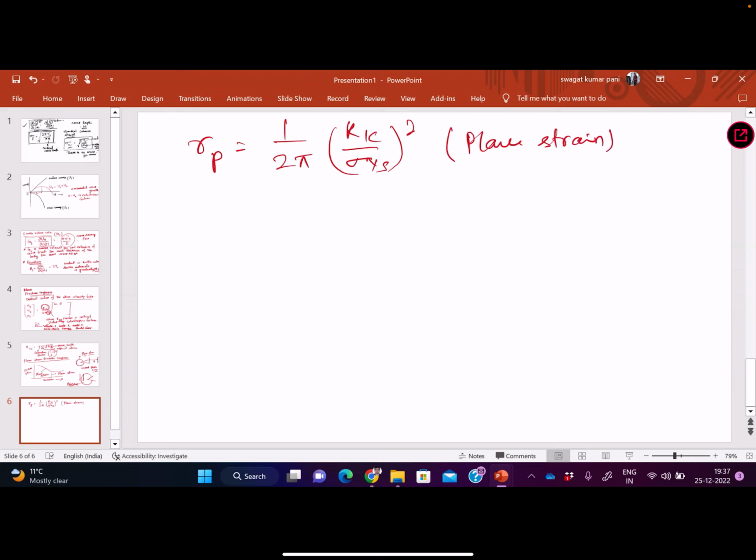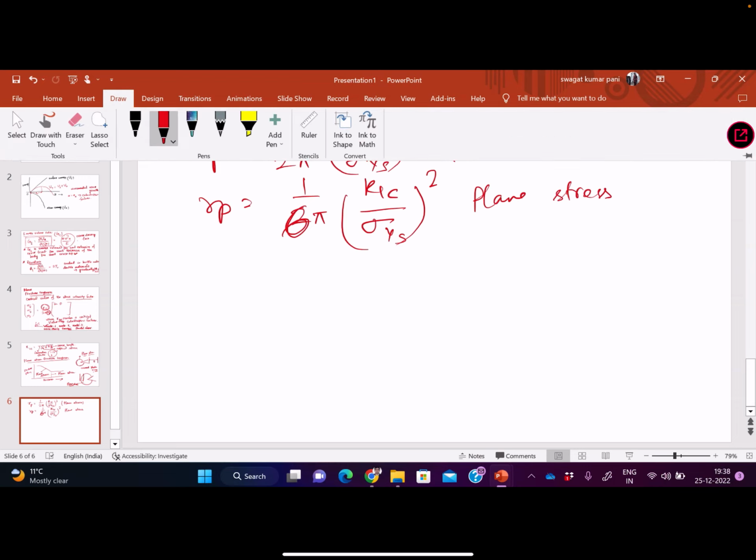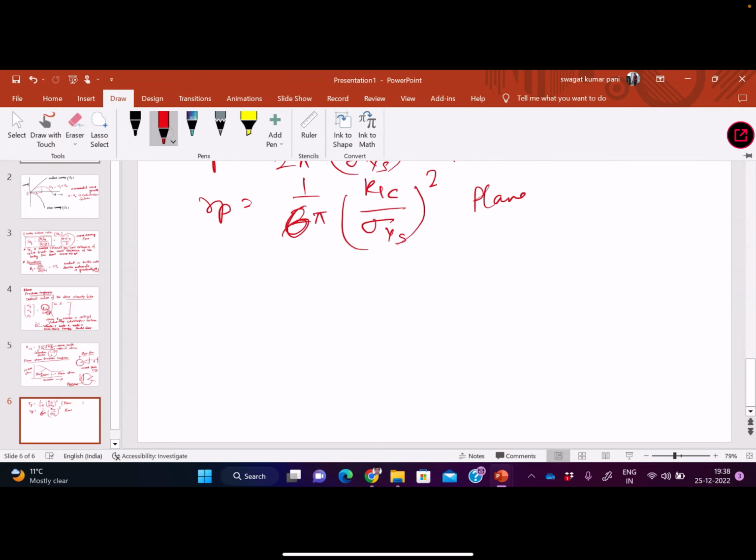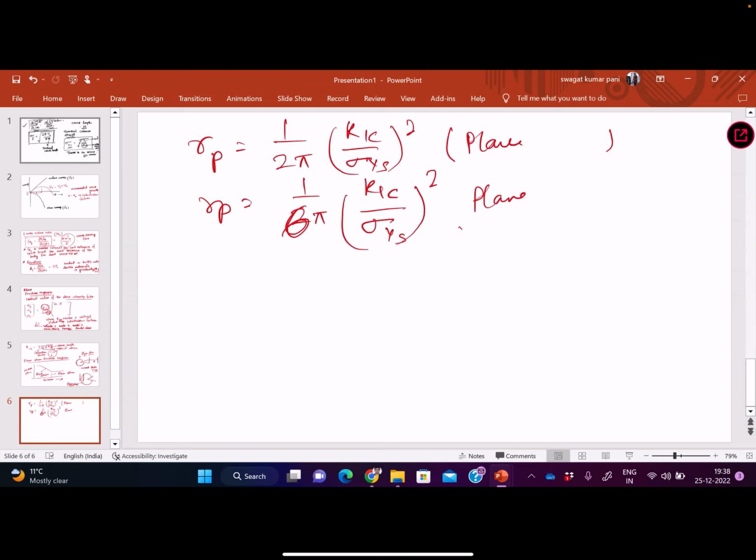Plane strain, by 6 pi. Okay, so this one is smaller, so it is for plane strain and this is for plane stress.